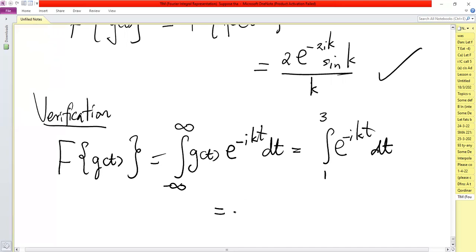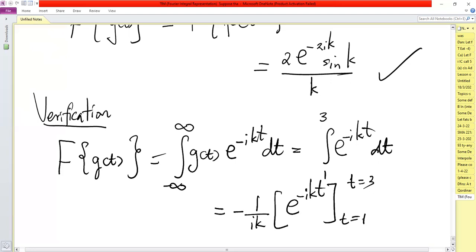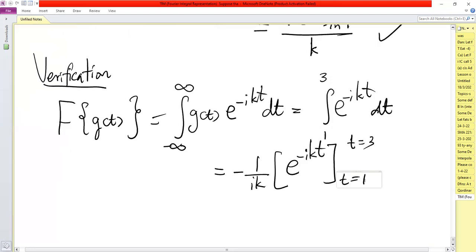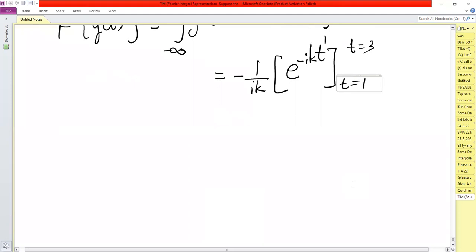By the substitution method, we'll have negative 1 over i k, and then e raised power negative i k t from 1 to 3. So putting in the values of the limits, we'll get negative 1 over i k into e raised power negative 3 i k minus e raised power negative i k.